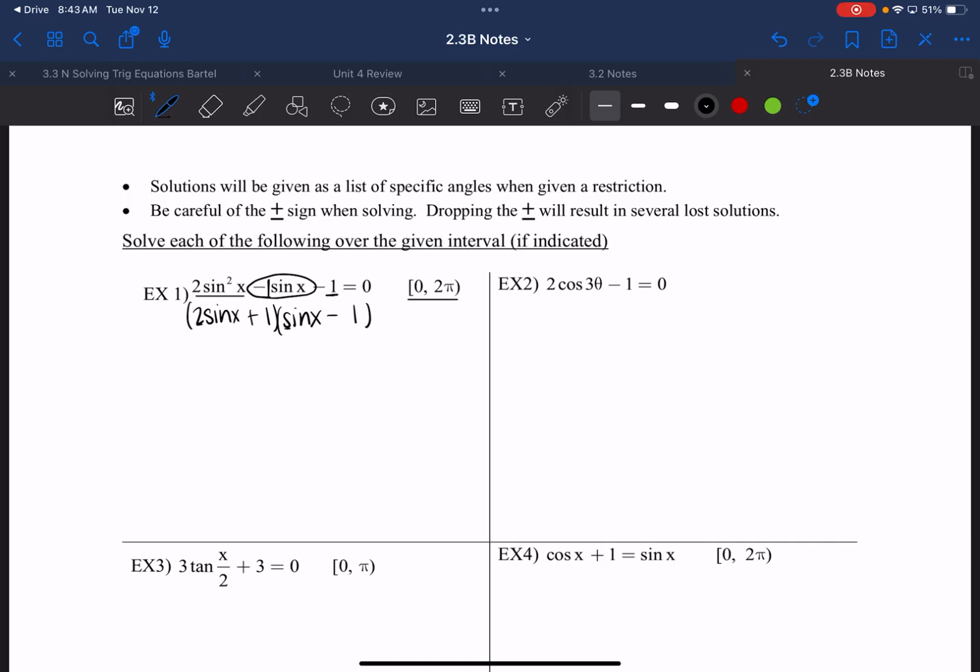And now that I have 2 factors, to solve them all I have to do is set them equal to 0. So I'll have 2 sine of x plus 1 equals 0, and sine of x minus 1 equals 0. All right, so for that first factor, when we solve, what do we end up getting? Sine of x equals negative 1/2.